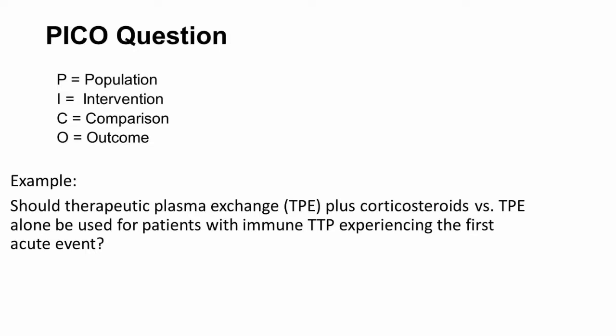So in this example, the P, or population of interest, is patients with immune TTP experiencing the first acute event. The intervention is the therapeutic plasma exchange plus corticosteroids. The comparison is the therapeutic plasma exchange alone. The outcome was not explicitly listed in this question since we had a list of outcomes we were evaluating.